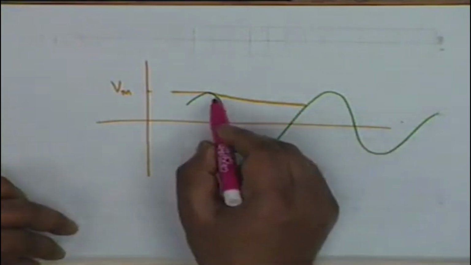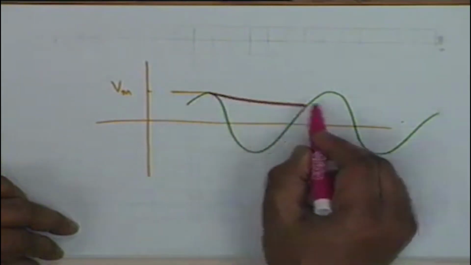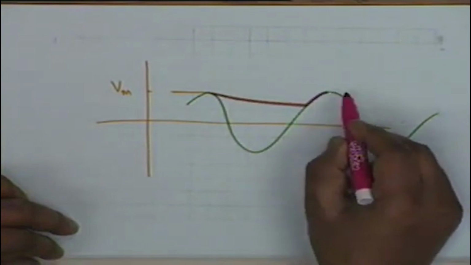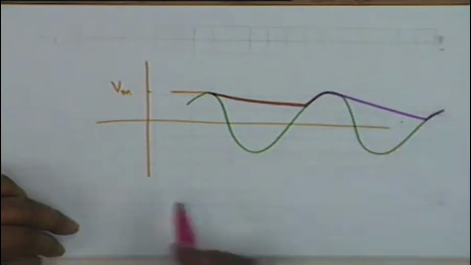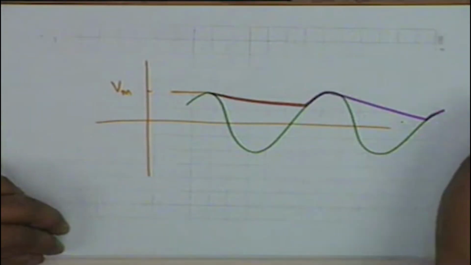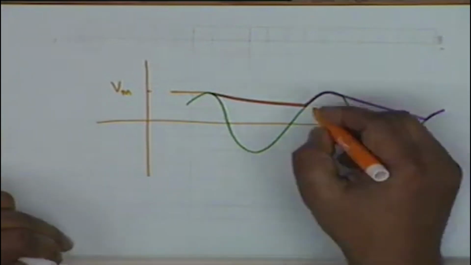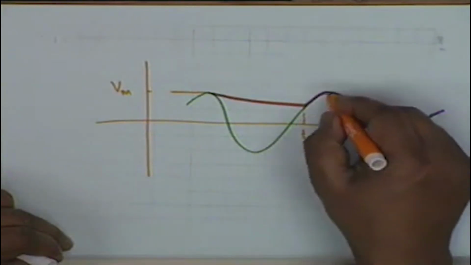Should use a different color. There is an exponential decay, then it rises, the capacitor charges, then there is an exponential decay like this, and so on. Alright, what I said was that this was T1 and this was T2.